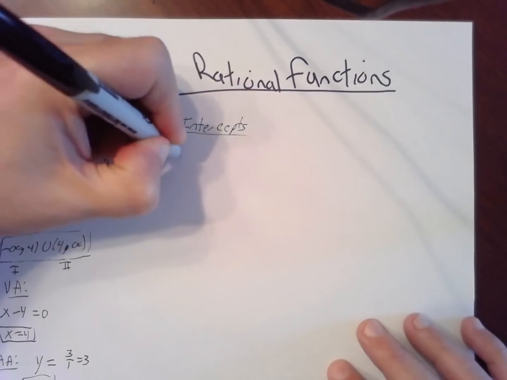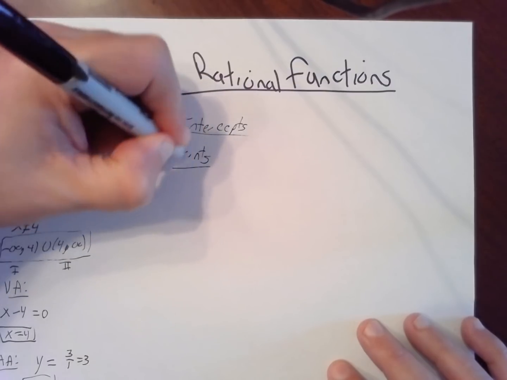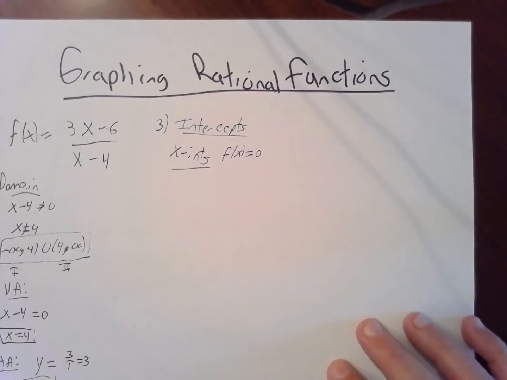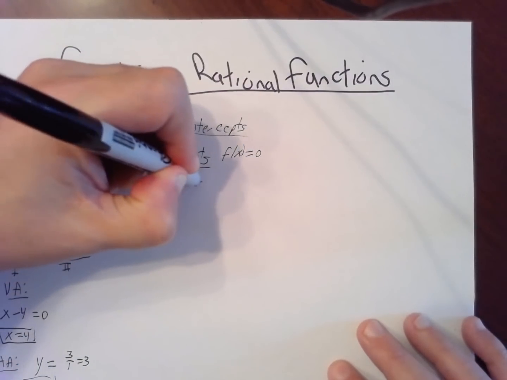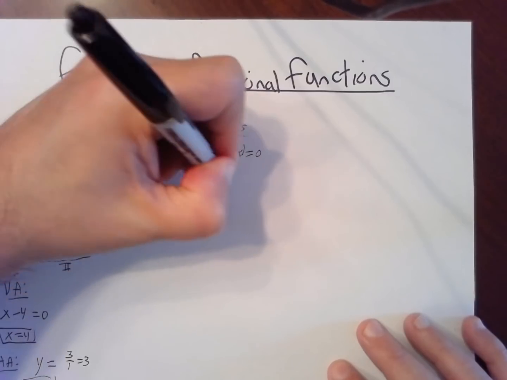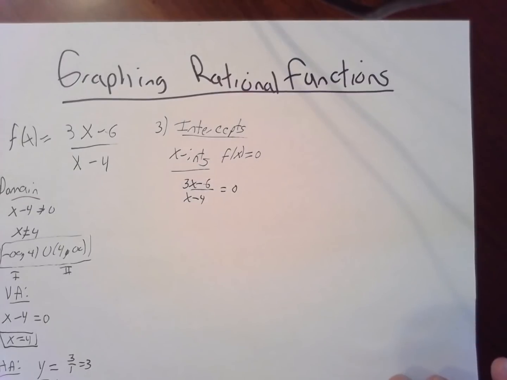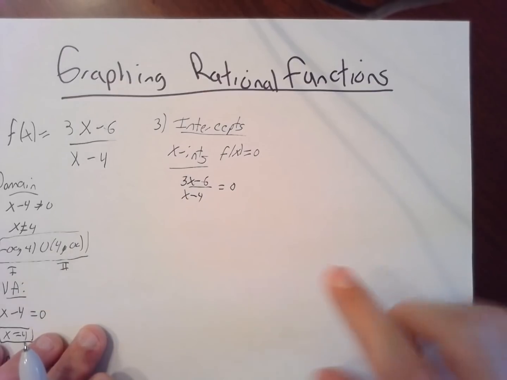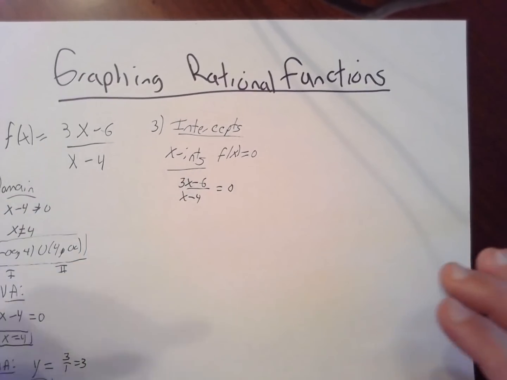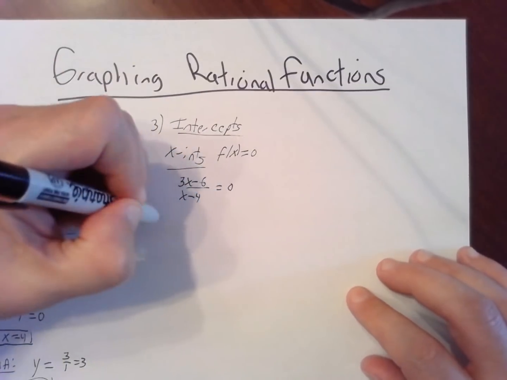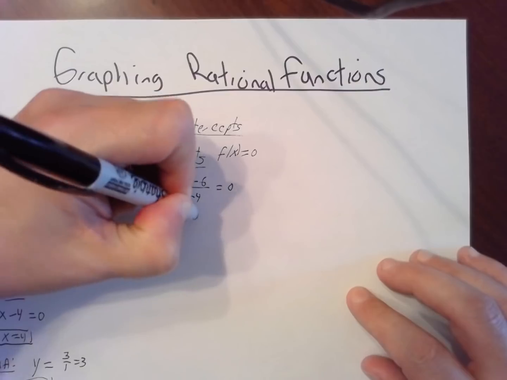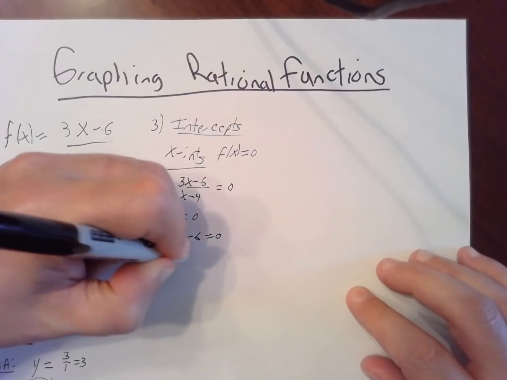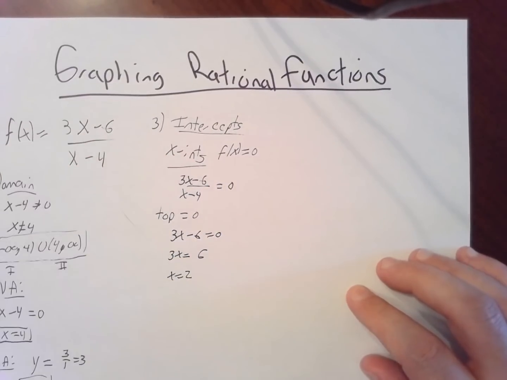Okay, so x-intercepts, how do we always find x-intercepts? By setting y equal to 0 when solving. So, set the whole function equal to 0. Here's a trick that's going to serve you well. The only way a fraction can equal 0 is if the top equals 0. The bottom plays no role here. 0 divided by anything is 0. So all I have to do is set the top equal to 0. So 3x minus 6 equals 0. 3x equals 6. x equals 2.